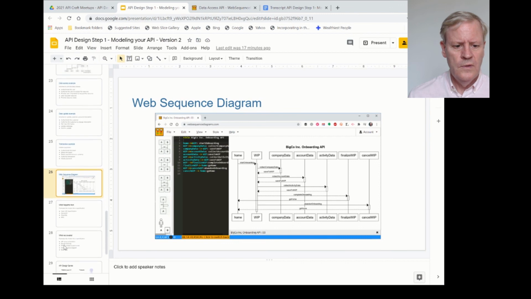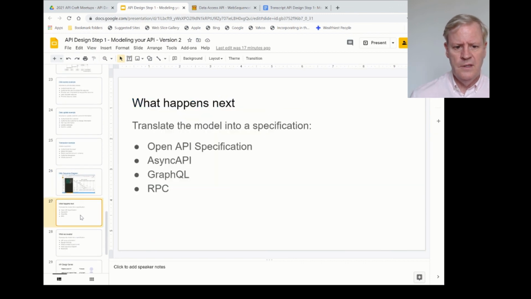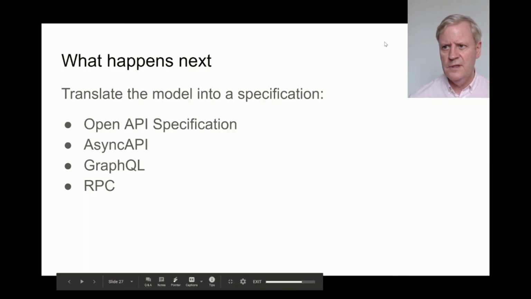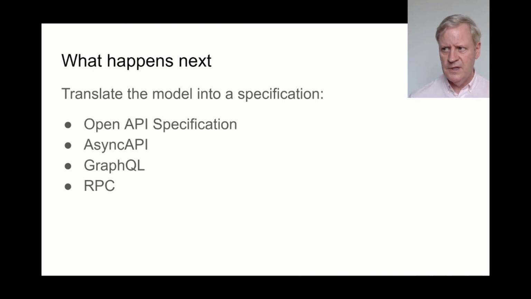So what we looked at here, what happens from here once you have a model that all the stakeholders are comfortable with? Well, then you need to translate that into a specification that people can build code to. And what we're going to look at in the next meetup is specifically the Open API specification, because it's really the standard for how you build a REST API.